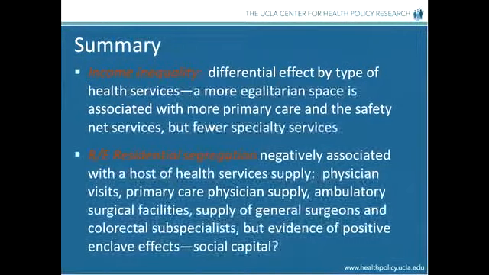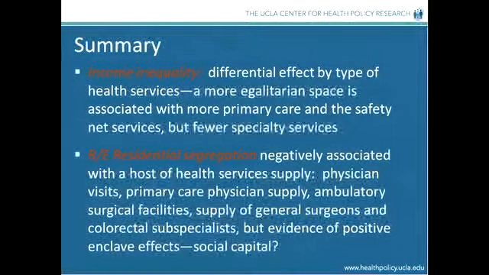So in summary, for income inequality, there appears to be a differential effect by type of health services, even though the evidence isn't enormous and it's a little bit mixed. But there seems to be consistent evidence that a more egalitarian space is associated with more primary care and the safety net services. However, it's not associated with specialty services or more expensive services.